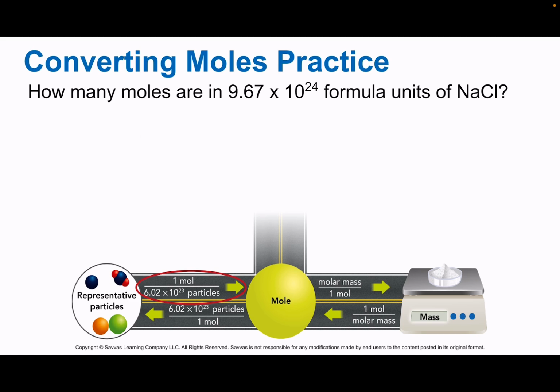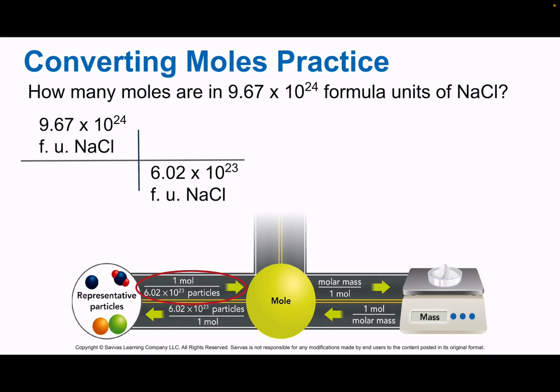Next question, how many moles are in 9.67 times 10 to the 24th formula units of NaCl? Formula units, because sodium chloride is an ionic compound. 9.67 times 10 to the 24th, careful now, formula units of NaCl. We're going to put formula units on the bottom, which means Avogadro's number has to be on bottom. 6.02 times 10 to the 23rd formula units of NaCl is equating to 1 mole of NaCl. Hit the pause button, check your work.